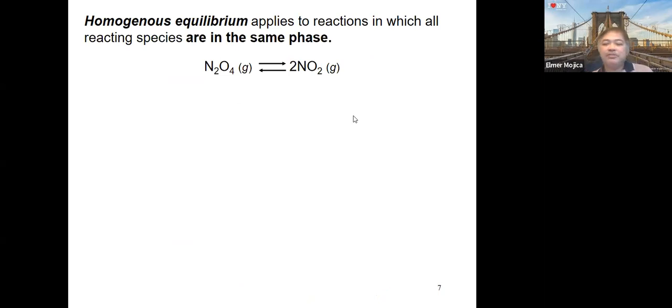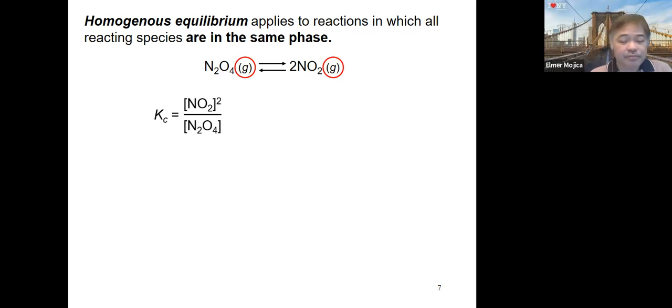Now, so far what we have discussed here are homogeneous equilibria, wherein all phases are the same. In this reaction that we have, all of them are in gaseous form. So this is what we call homogeneous equilibrium. Now, since this is in gaseous form, you can express them in terms of Kp other than Kc. So we use the partial pressure instead of the concentration.